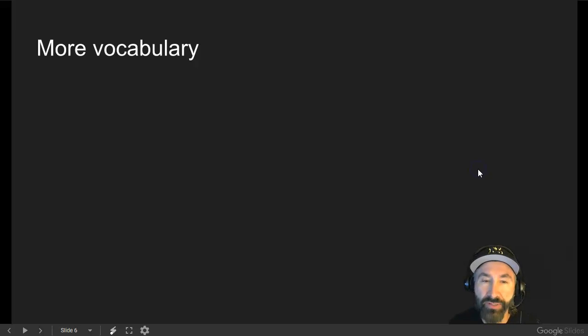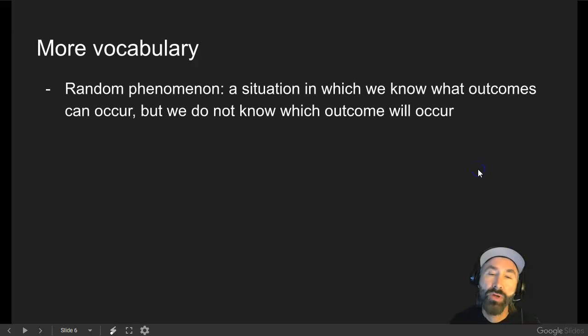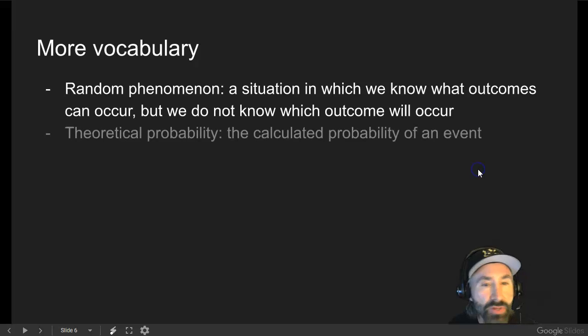All right, more vocabulary. A random phenomenon. A random phenomenon is a situation in which we know what outcomes can occur, but we don't know which outcome will occur. Interesting. What's that mean?